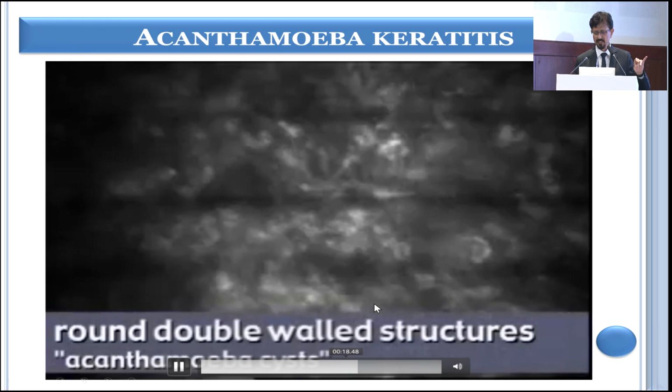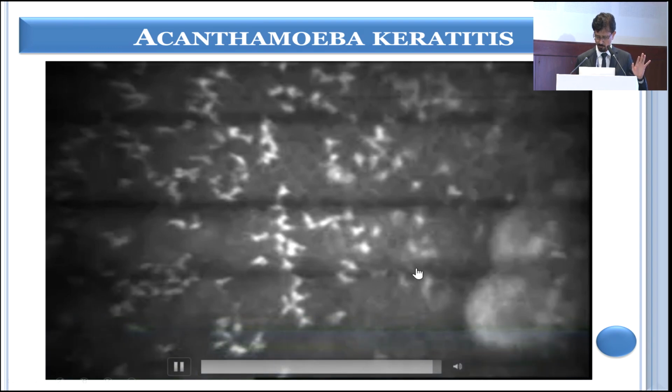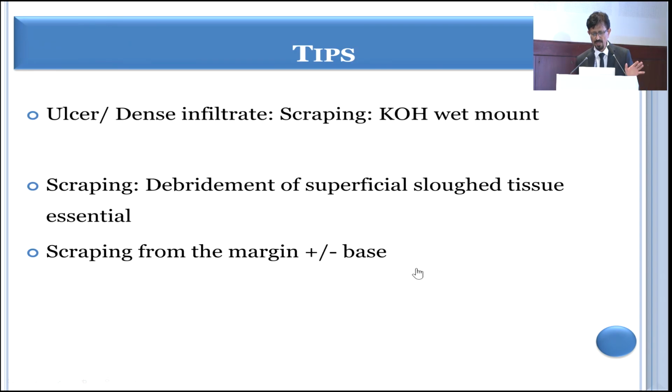You can see here, these are double-walled cysts. And you can also see in the basal epithelium, the trophozoites. So the point here is that if there is an ulcer or a dense infiltrate or a deep infiltrate, do KOH wet mount. If it is negative, think about bacterial keratitis. And then based on the appearance, you have to think about which organism is there.